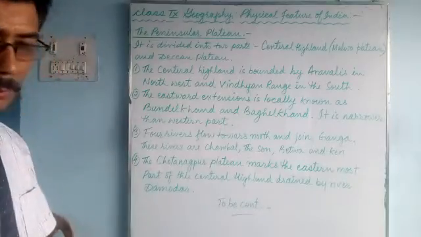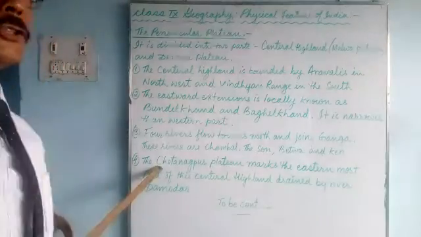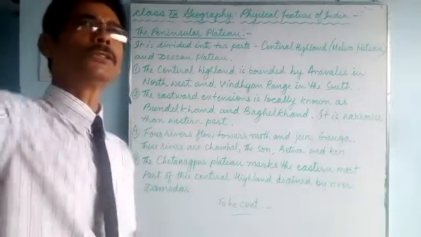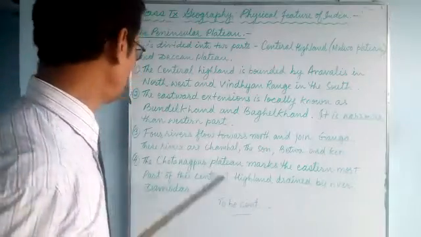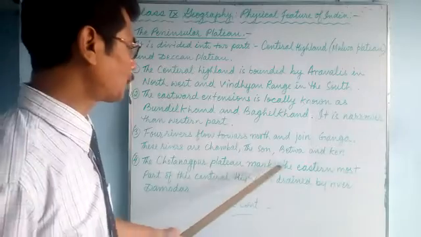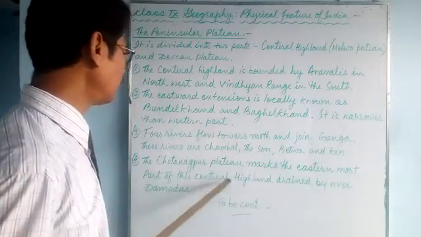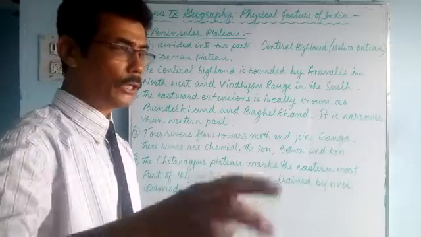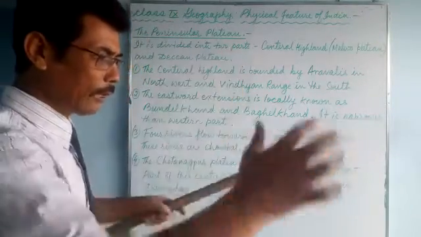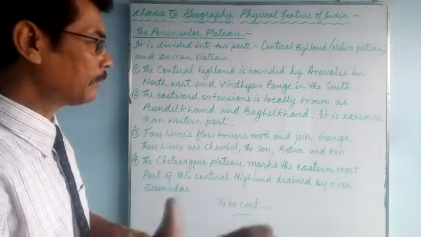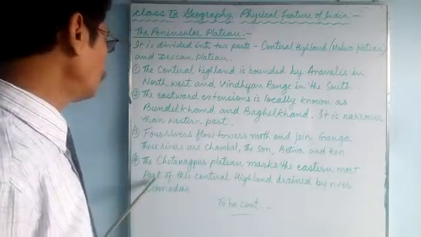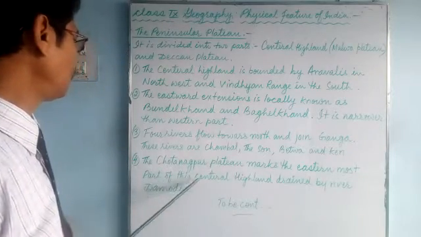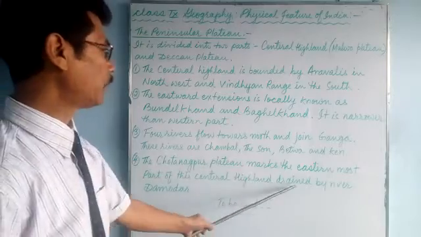Now, the Chota Nagpur Plateau marks the easternmost part of this Central Highland, near Odisha and Bengal, the end of this. In the Central Highlands, in the middle you have Bundelkhand and Baghelkhand, and from there, a little further towards the east, you will find the Chota Nagpur Plateau. It is drained by River Damodar.